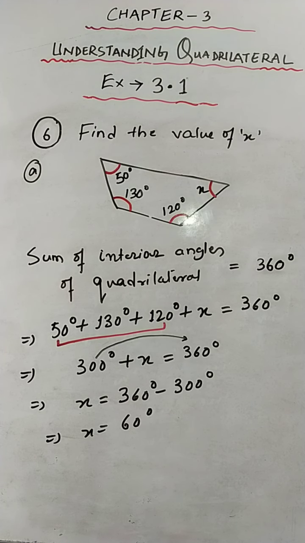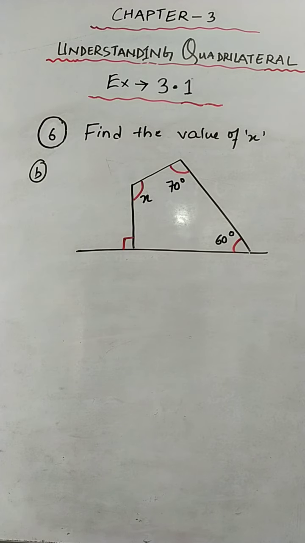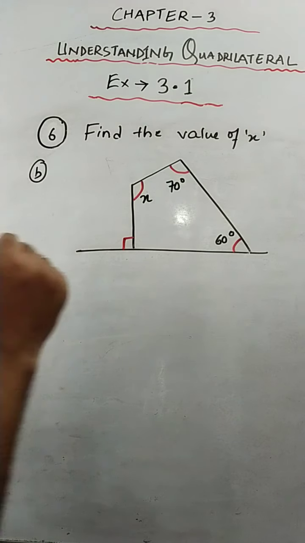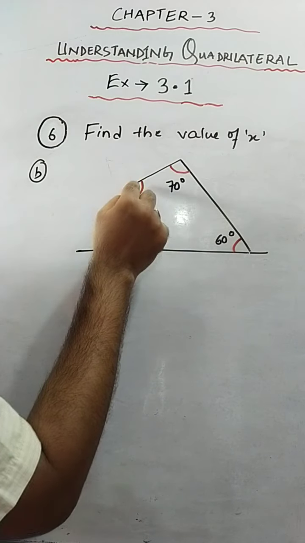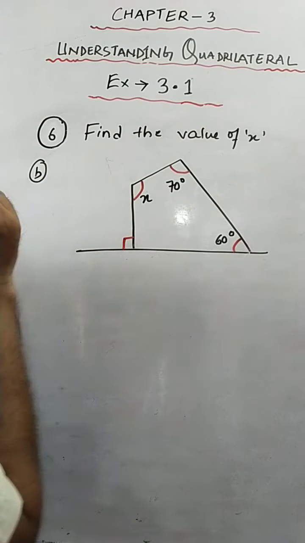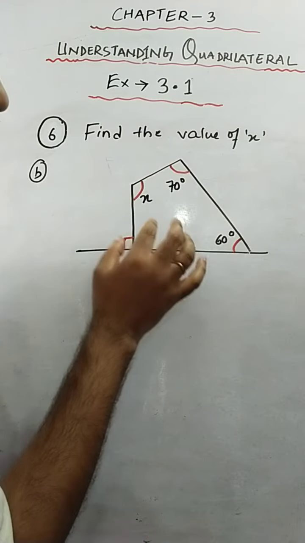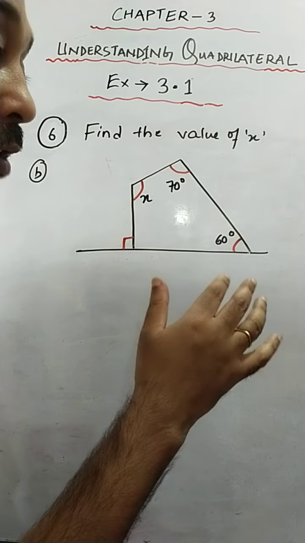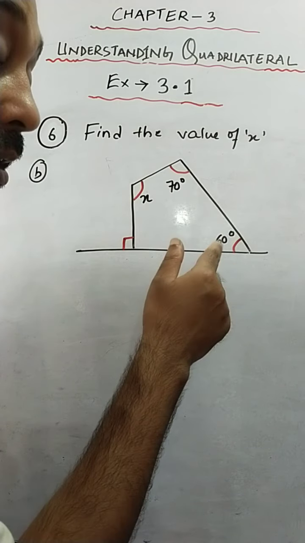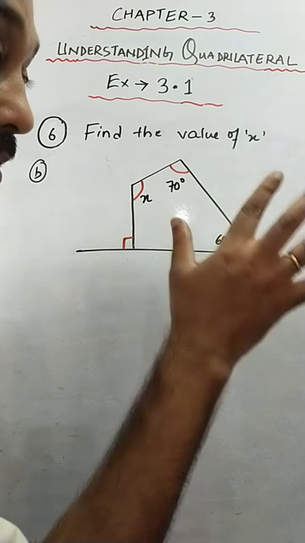Now let's move on to sum number B. This is sum number B figure. Now you see that this is again a four-sided figure. Fine, 1, 2, 3 and 4. Four-sided figure means quadrilateral. And the sum of the interior angles of a quadrilateral, what we have done, that is 360 degree.